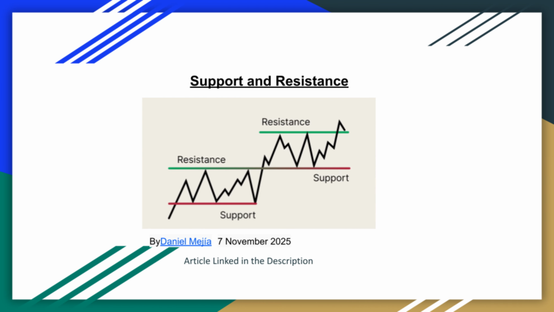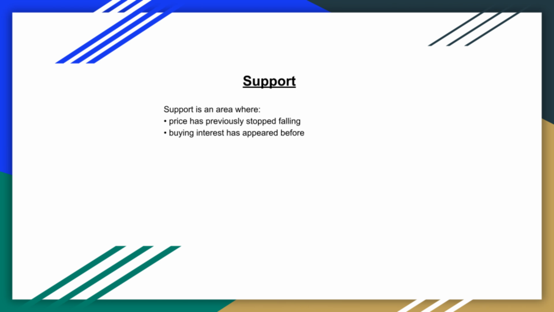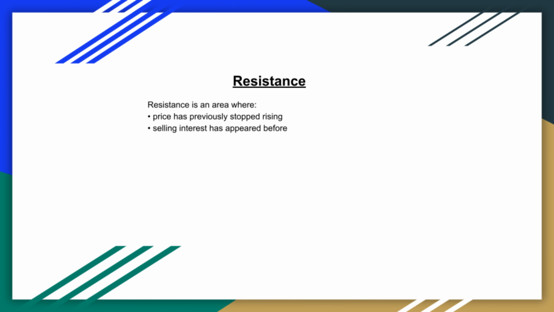Support and resistance. Support and resistance are horizontal areas, not diagonal lines. Support is an area where price has previously stopped falling and buying interest has appeared before. Resistance is an area where price has previously stopped rising, and selling interest has appeared before.